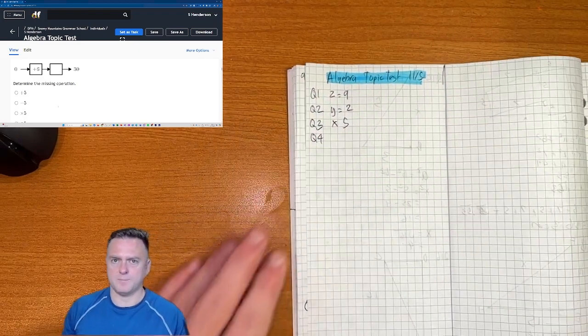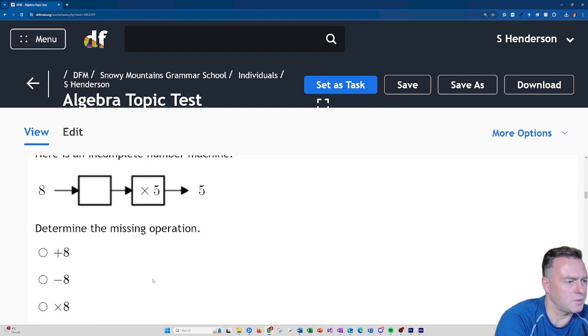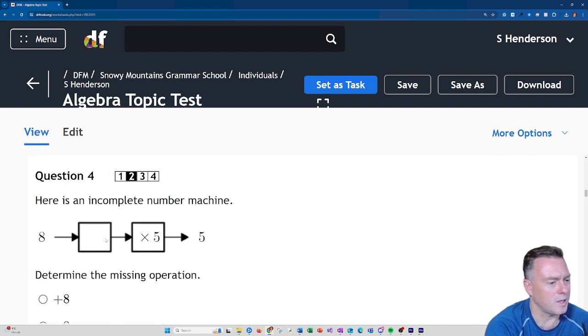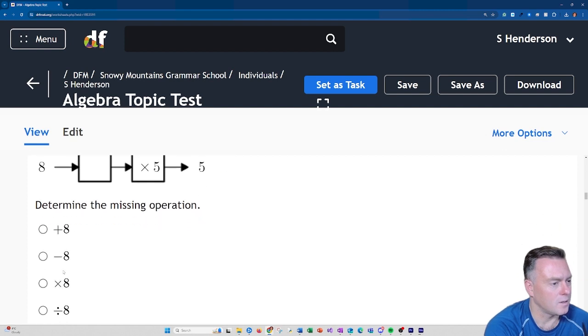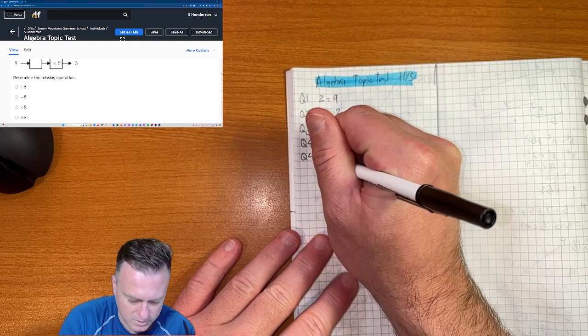Question 4. I think the Desmos didn't work out as well again. So we've got an incomplete number machine. So 8 times something, and then we go times it by 5 to get 1. So we want that to be 1, because 5 divided by 5 gives us 1. And then to get to 1, we need to do 8 divided by 8. That's what question 4 is. So divide by 8.